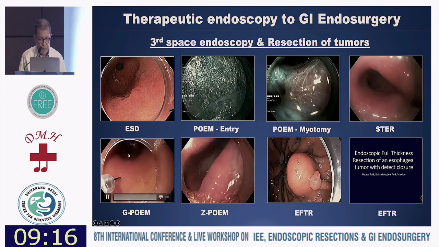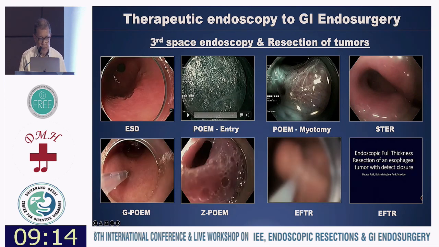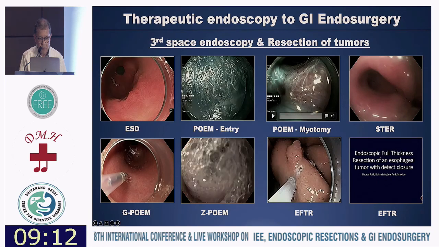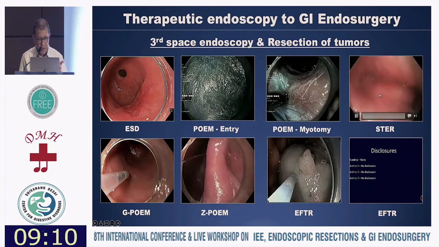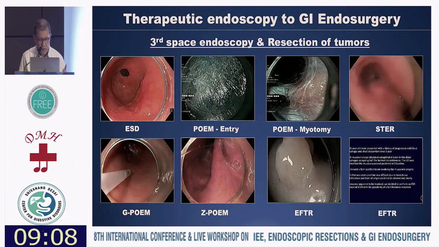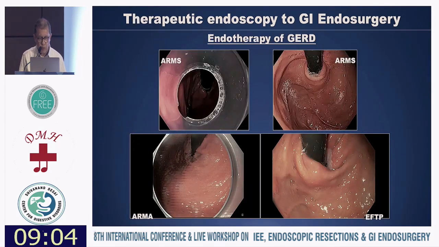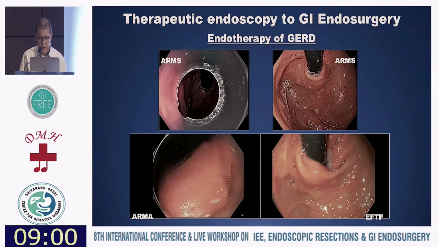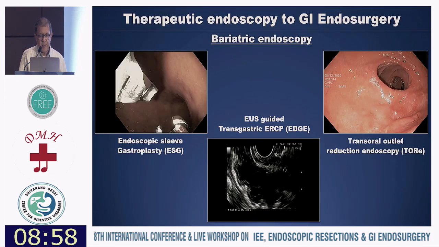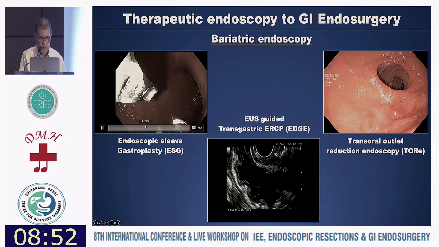And you see here, various types of procedures were now being practiced for so many years. You see here, ESD, POEM, STER, GPOEM, ZPOEM, etc. And in addition to that, you see here, endotherapy of GERD, ARMS, ARMA, full thickness plication, etc. And in addition to that, bariatric endoscopy, I told you, just a few glimpses. Endoscopic sleeve gastroplasty, as you can see here.